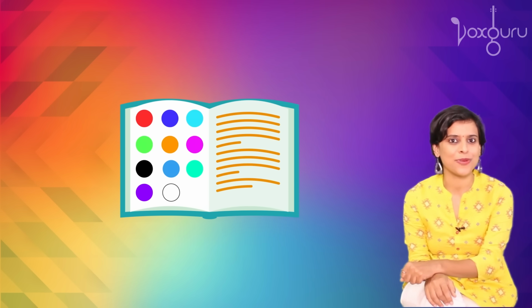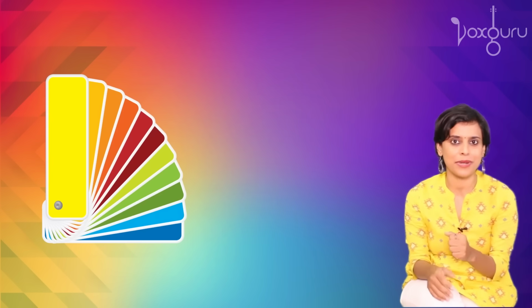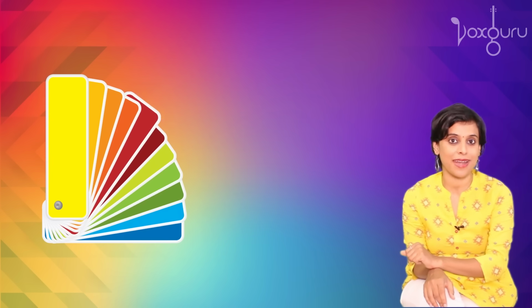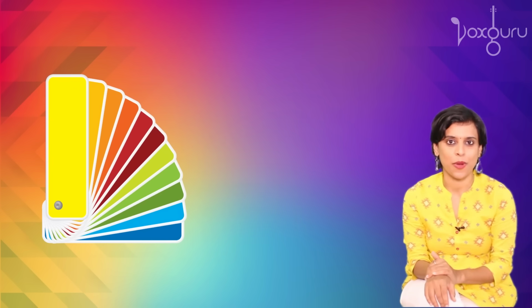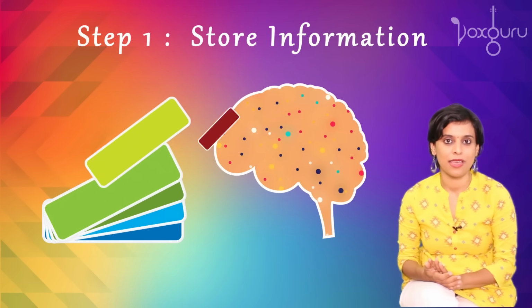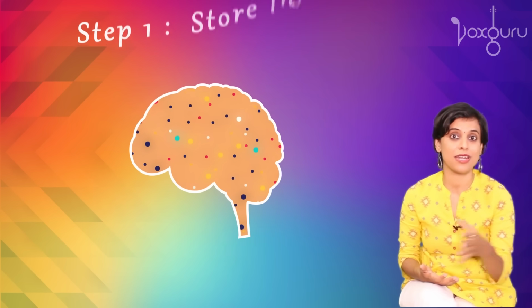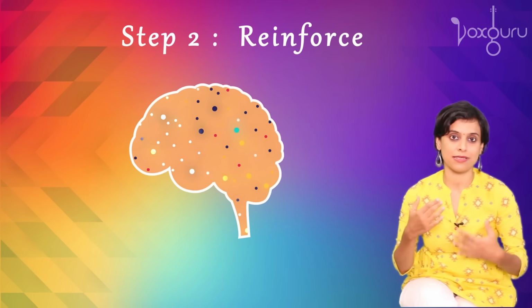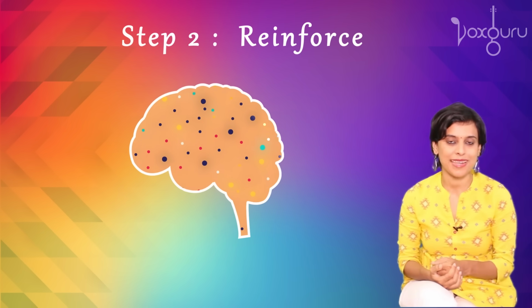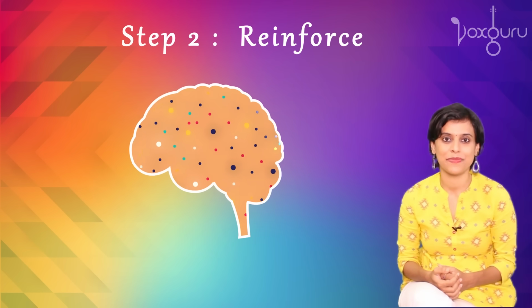How did your parents teach you the difference between red, blue and green? Initially they would have shown you all the colors separately and told you this is what red looks like, this is what green looks like and so on. So the brain initially stores that information. After a point, when you keep looking at the same colors again and again in different order and different combinations, each time it reinforces that information in the brain, right? So it becomes more and more sure, more and more familiar of these colors.